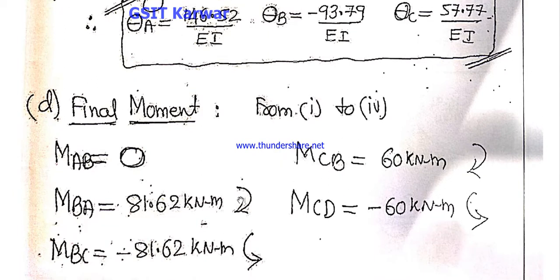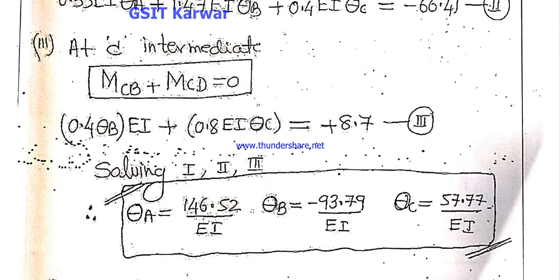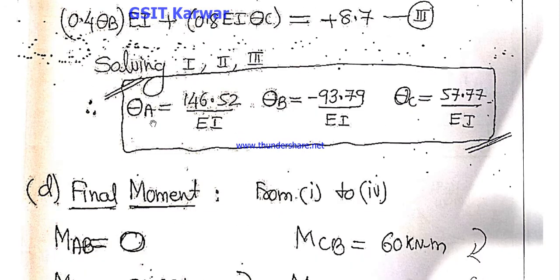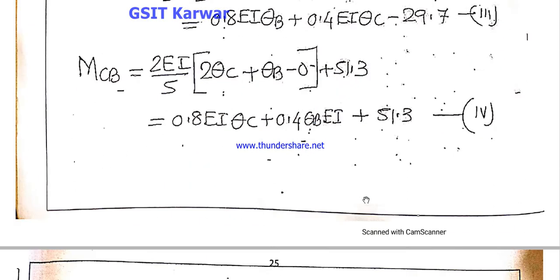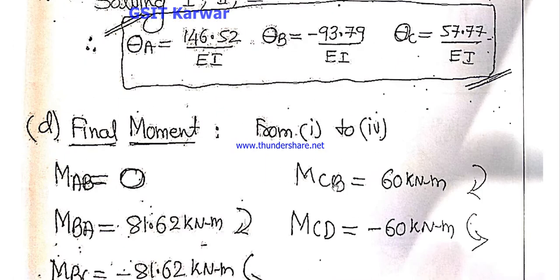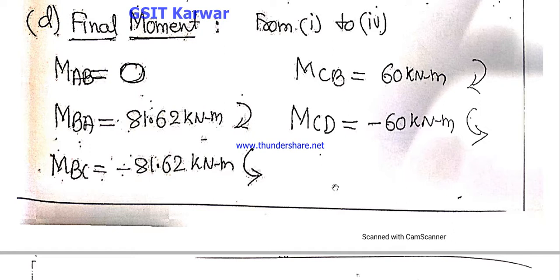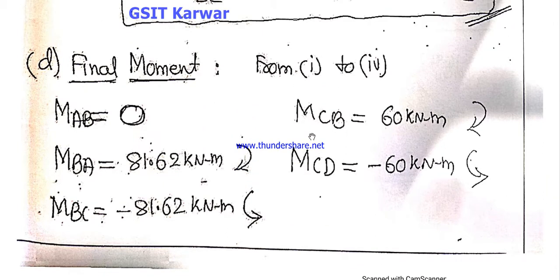After that, you can substitute these theta values in equations 1 to 4 and calculate the moments AB, BA, BC, CB and CD. You get the answers in the unit of kilonewton meter. This is the final moment.